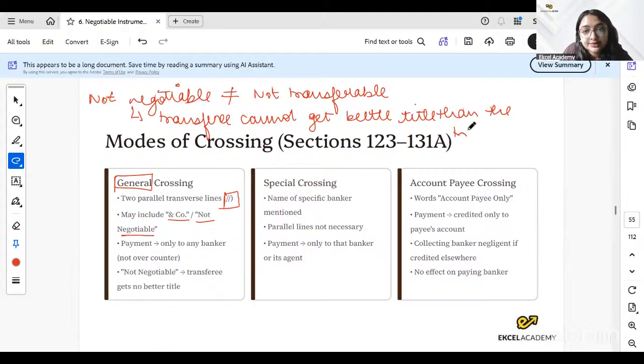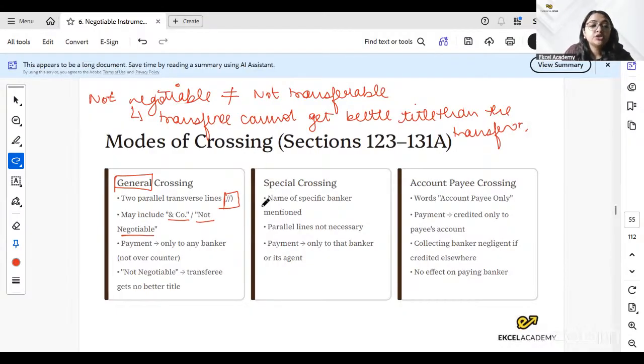Let's say, for example, sometimes if "not negotiable" is not written and the transferor has a defective title and the transferee does not know it, the transferee can get a good title, which means the transferee has a better title than the transferor. But if "not negotiable" is mentioned and the transferor does not have good title, even if the transferee accepts it in good faith, the transferee will still not get good title. Why? Because it is a not negotiable instrument, and it means a transferee will not get a better title.